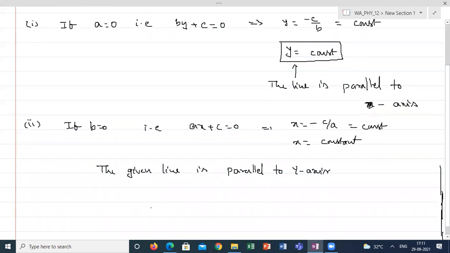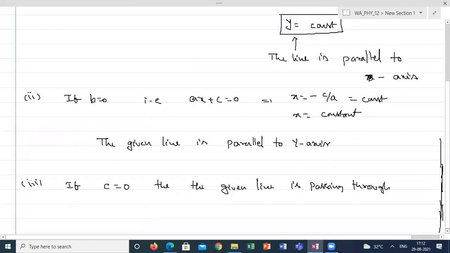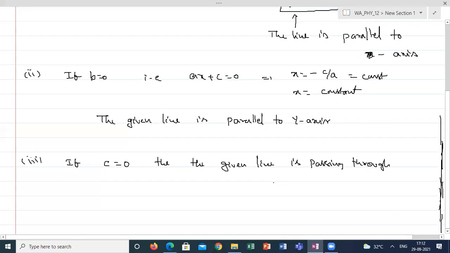Now, if c is equal to 0, then the given line is passing through origin. That is how we can identify that if an equation doesn't have a constant, the graph is passing through origin. That particular graph for that equation is passing through origin. It is easy to identify.